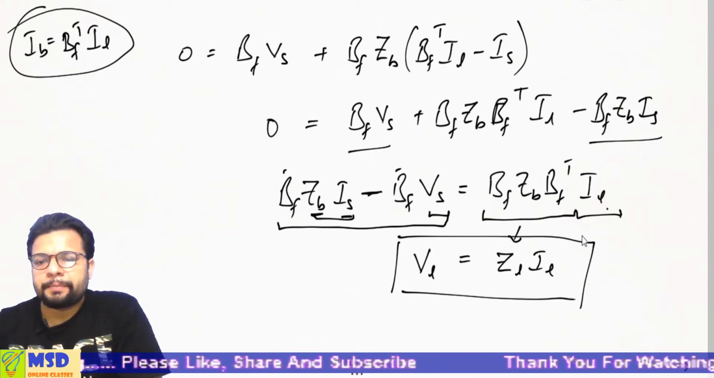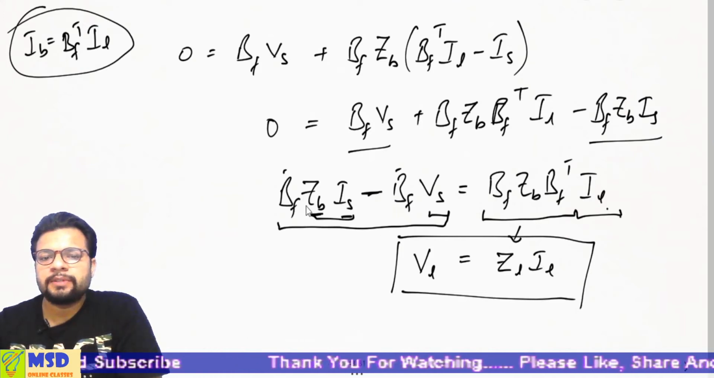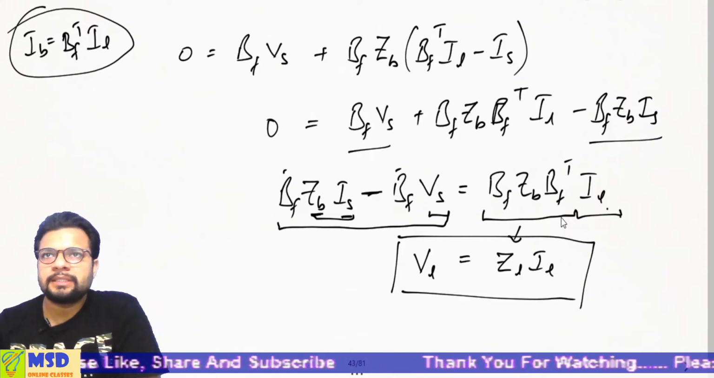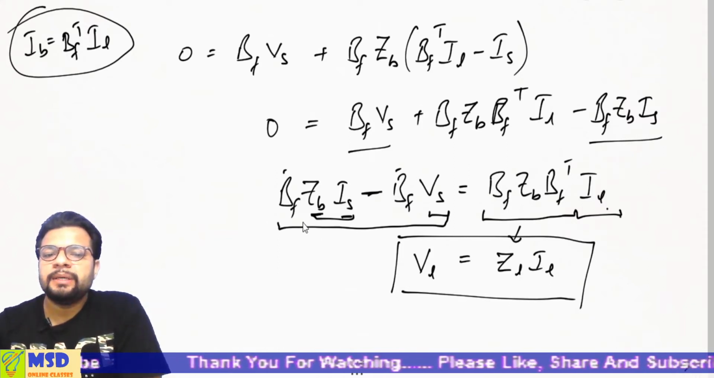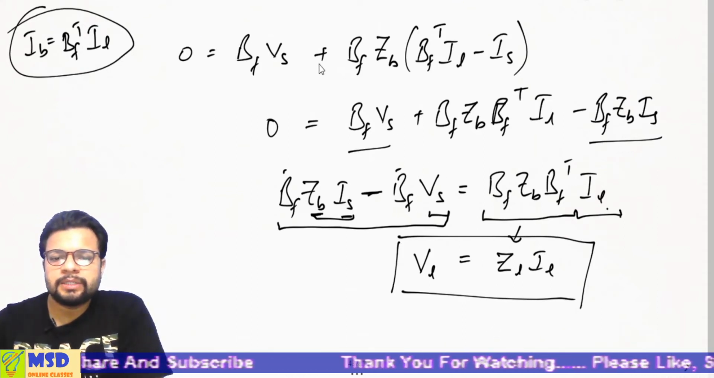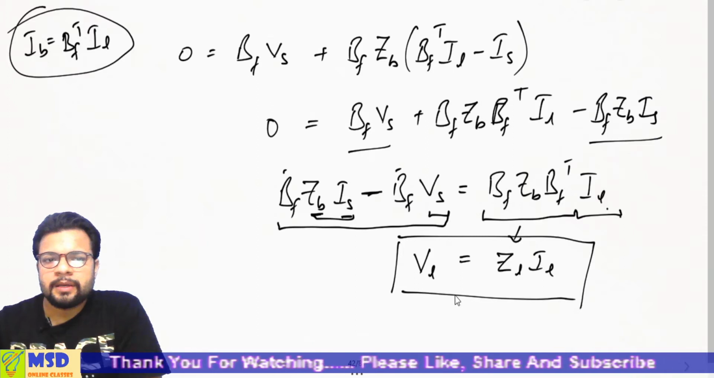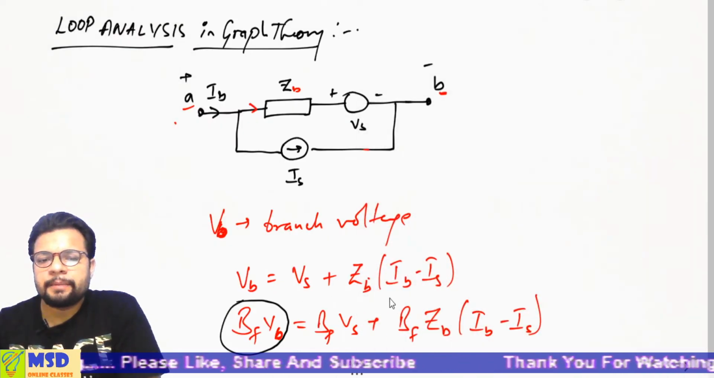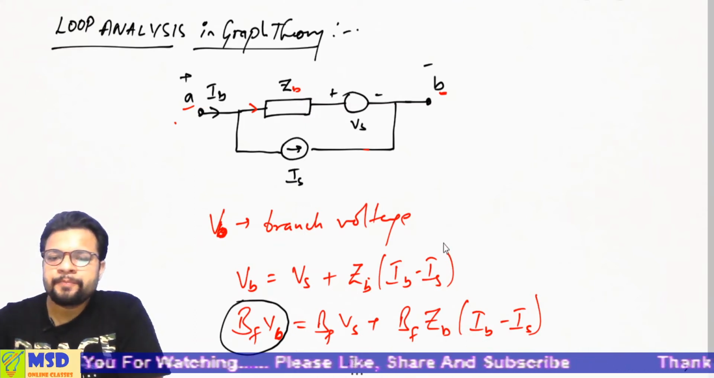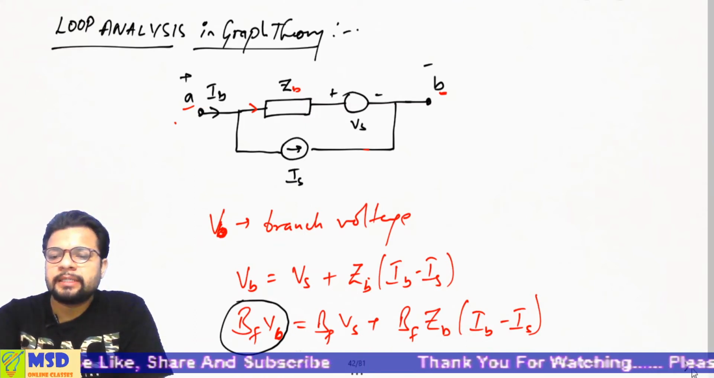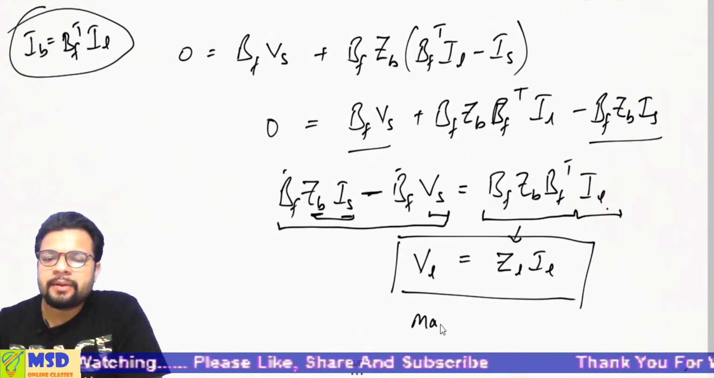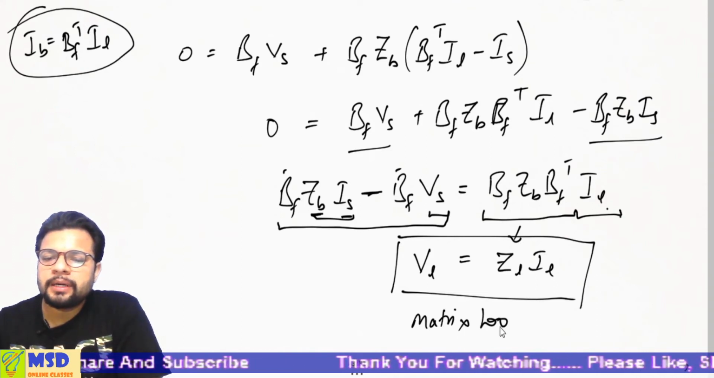Now if I am representing the equations, this is for one branch. Similarly you will be having many branches. If you are having B number of branches, then B such equations would be there. Okay, B such equations, it means you will have as many equations as you have branches. Okay, if you write all these equations in this form, we call it matrix loop equations.